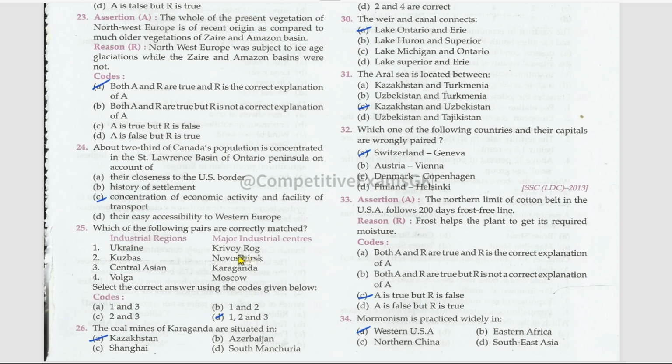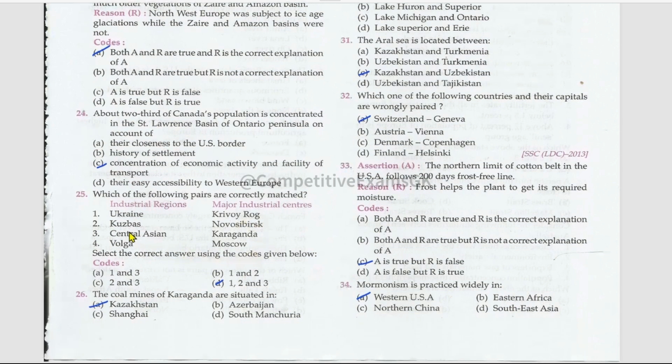Ukraine, Kryvyi Rog, yes. Kurbas, Novosibirsk, right. Central Asian, Karaganda, right. Volga, Moscow, no. This is for Russia, not Volga. Okay, so fourth one is not correctly matched. 1 to 3 are correctly matched. The coal mines of Karaganda are situated in Kazakhstan.